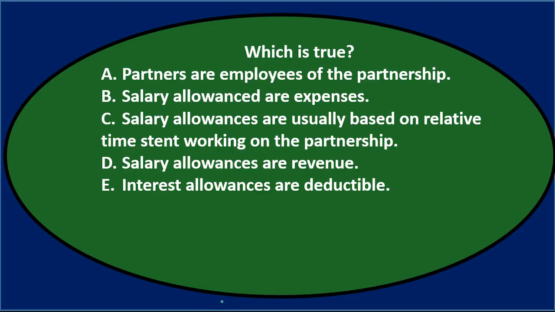First question, which is true? A, partners are employees of the partnership. B, salary allowances are expenses. C, salary allowances are usually based on relative time spent working on the partnership. D, salary allowances are revenue. And E, interest allowances are deductible.